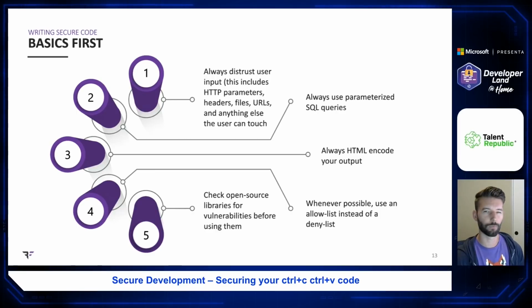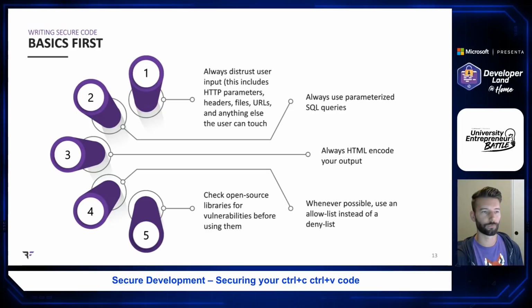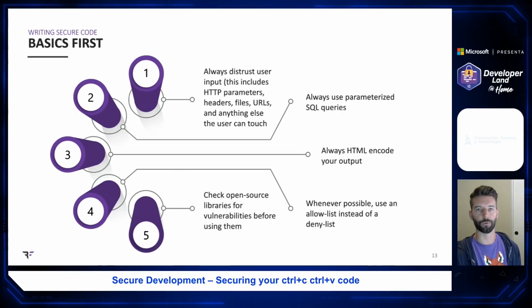This is really the most important tip I can give you for writing secure code, because if you take care of this one, that eliminates 90% of security vulnerabilities, I would say, because most vulnerabilities are because the user is able to influence a variable or a parameter that they should never have been able to influence in the first place, right? So always distrust user input.